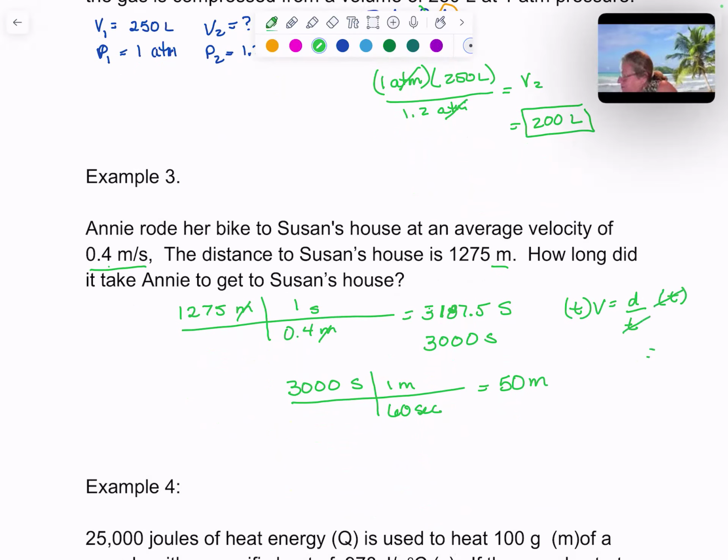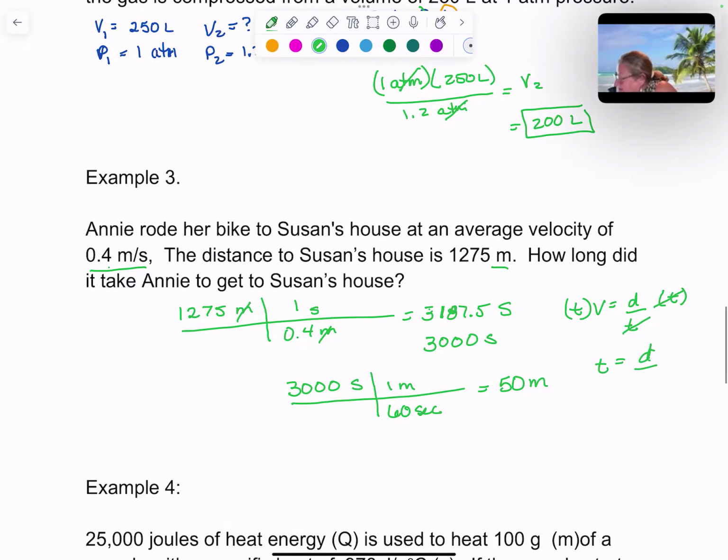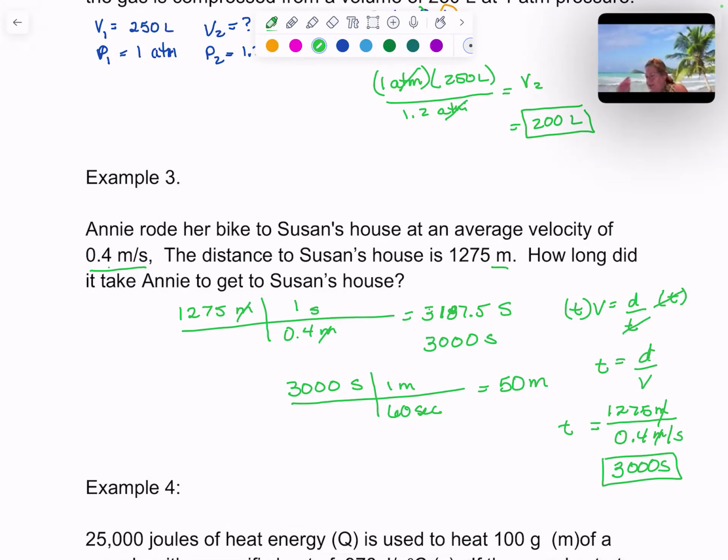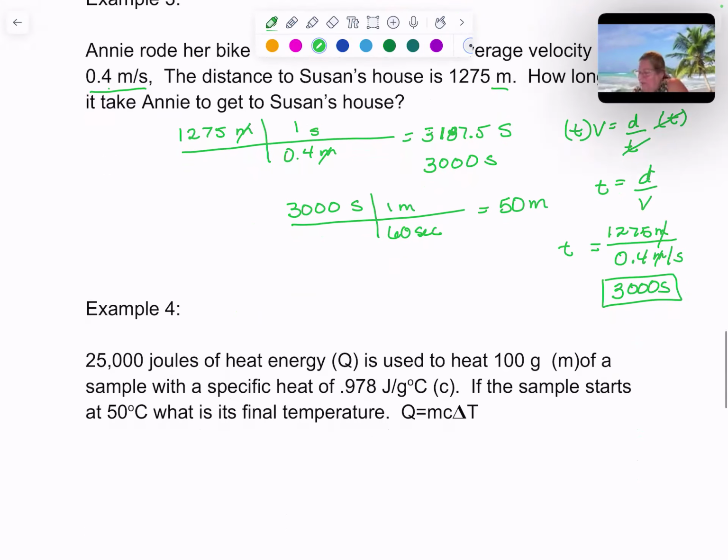Let's go back. Now we want to get, for time, it's distance divided by velocity. There we go. Our distance, 1275 meters, divided by our velocity, 0.4 meters per second. The meters cancel meters, leaving seconds. And we come up with, for significant figures, 3,000 seconds, just like we did before. Either way works.